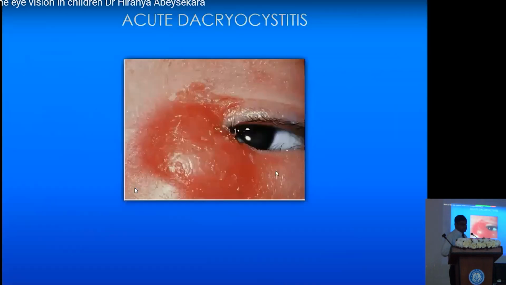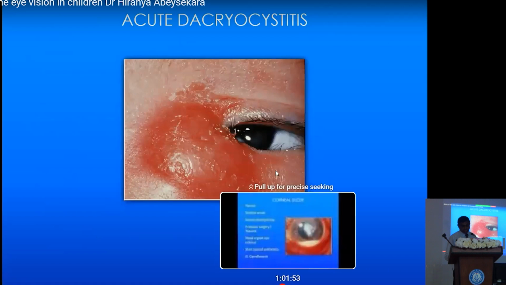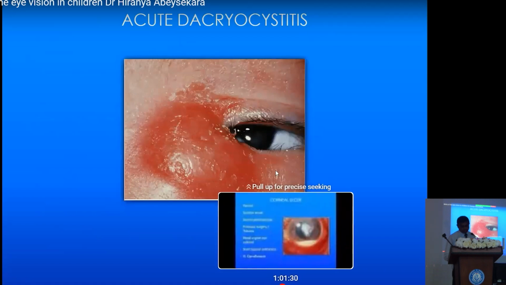So this is dacryocystitis. It's an emergency. The child will get septic very soon. So you have to give IV antibiotics and, if required, surgery.